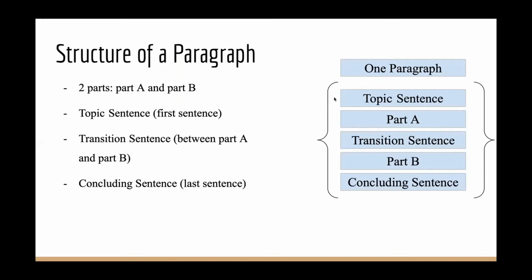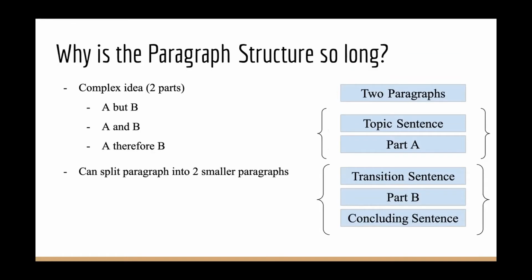The first sentence is your topic sentence. I'm sure you've learned what topic sentences are, but the topic sentence just tells your reader what you're going to be writing about in the paragraph. Your concluding sentence is a restatement of that topic sentence, and the transition sentence just provides a smooth transition between your 2 parts, and you'll see why we need that transition sentence.